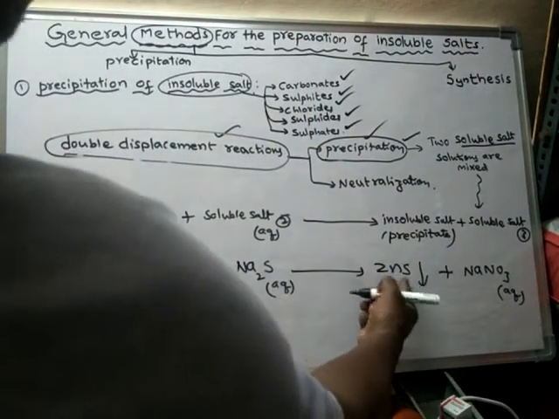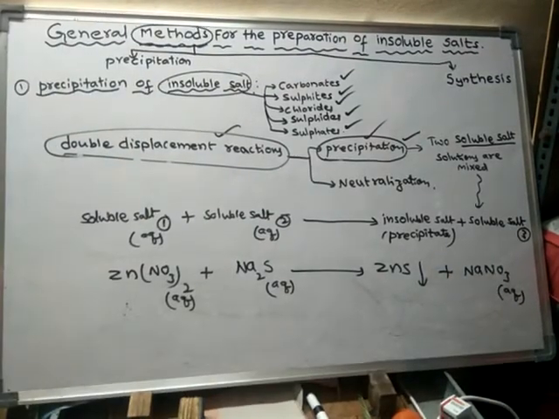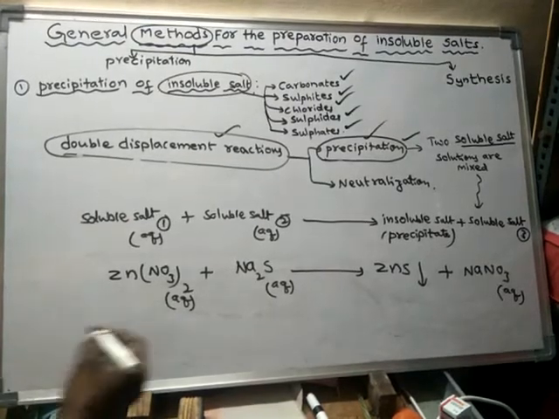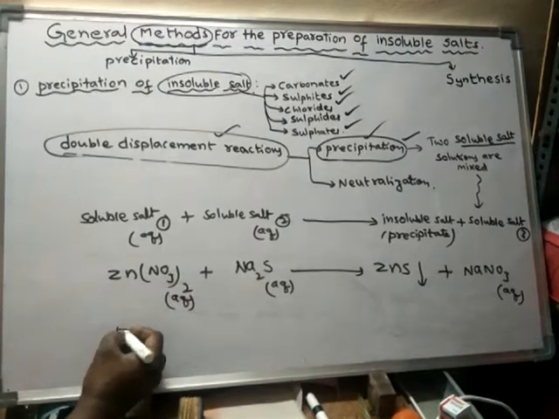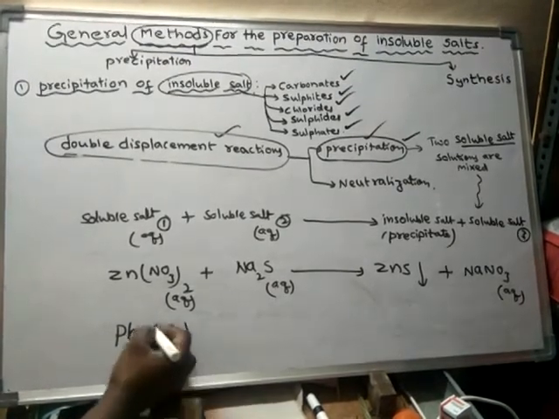As it is a soluble salt, I wrote AQ. As it is an insoluble salt, the downward arrow indicates the precipitate, the insoluble salt. So like this. So this is an example. Another example for the preparation of sulfide salts. Okay, let us take another example.